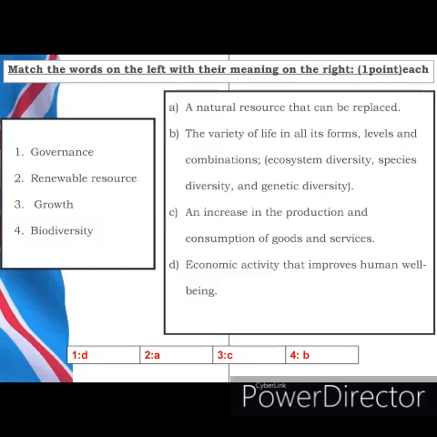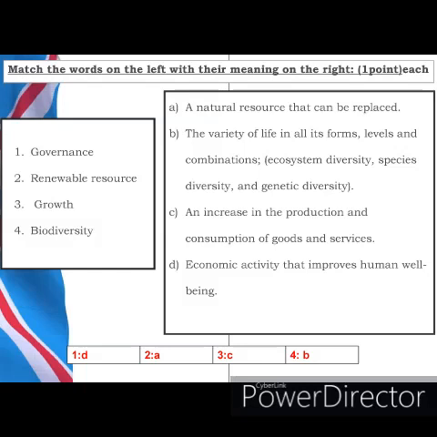Okay, number 2, renewable resource. So number 2 goes with A. It's a natural resource that can be replaced. Number 3, growth. It's the noun of the verb grow. Number 3 goes with C. An increase in the production and consumption of goods and services. When I say increase, I am talking about growth.